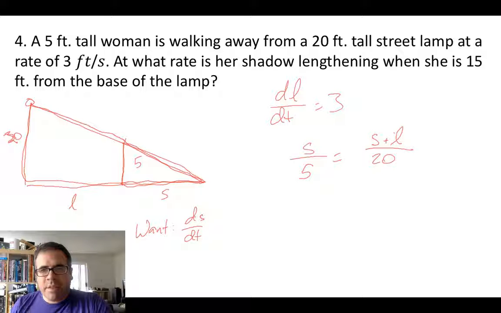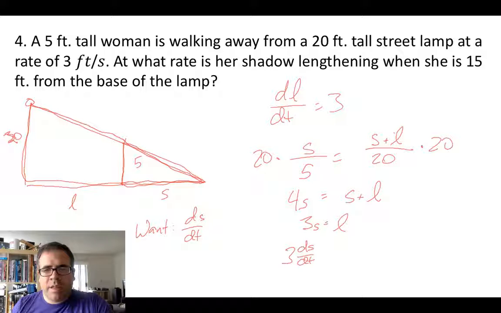Now, we could take the derivative implicitly in terms of time as it is right now. I'm going to do a little bit of algebra first because it's going to make things nicer. If we multiply both sides by 20, 20 divided by 5 is 4, so 4S is equal to S plus L, which means that 3S is equal to L. Well, now if we take the derivative implicitly, the derivative of this side just becomes 3 dS/dt, and this becomes dL/dt.